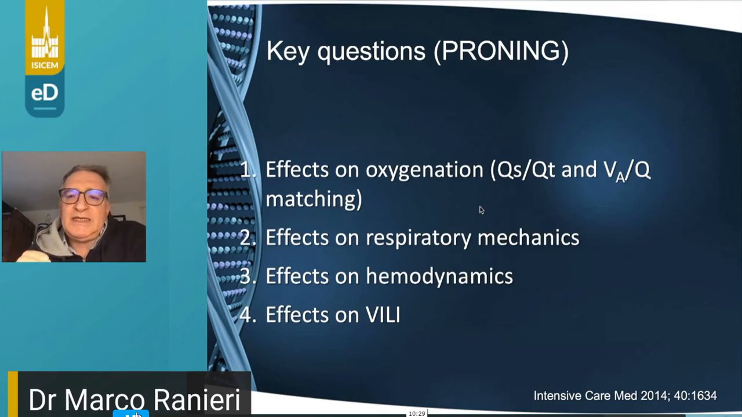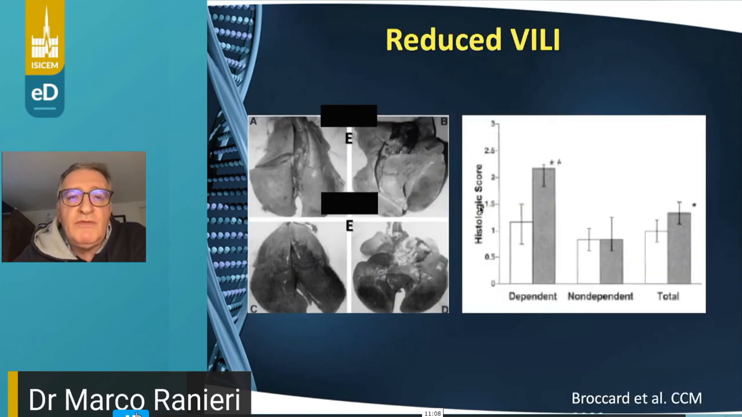So always remaining on the key questions. Effects on oxygenation must be kept into consideration. However, we always have to keep in mind that by proning the patients, we alter the distribution of shunt and dead space. And we always have to take into consideration that we may have effects on respiratory mechanics, and we may have effects on hemodynamics. And we should also take into consideration that proning the patient, we may modulate the impact of mechanical ventilation in terms of ventilator-induced lung injury.